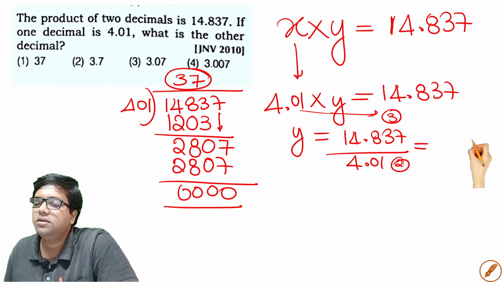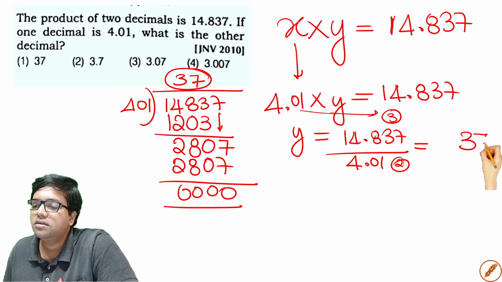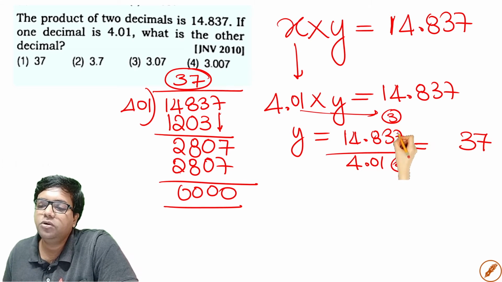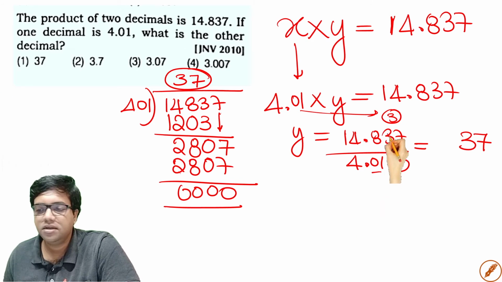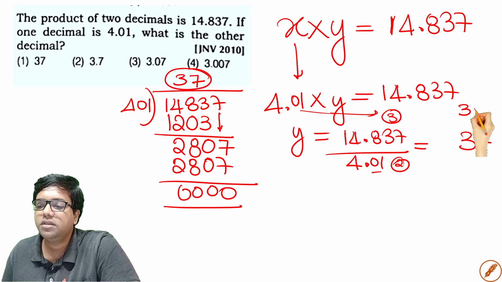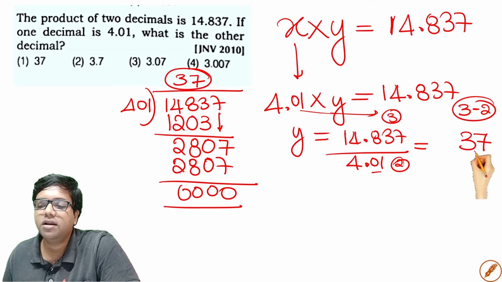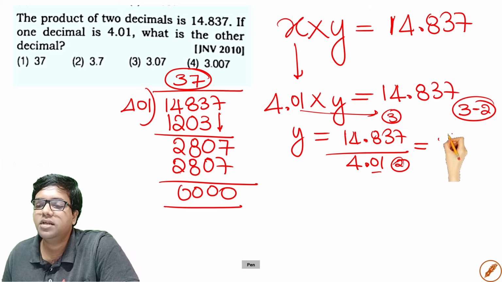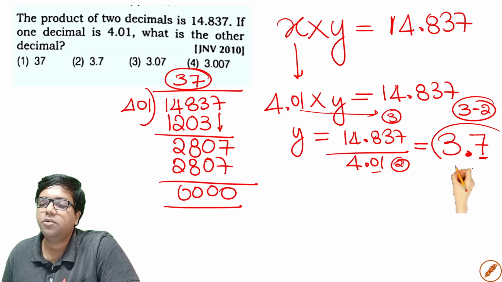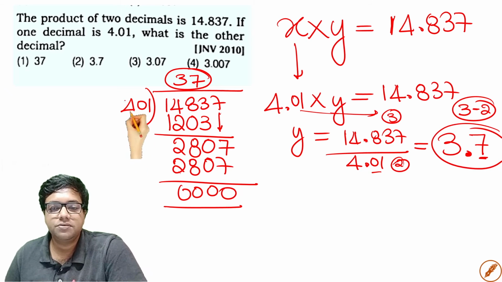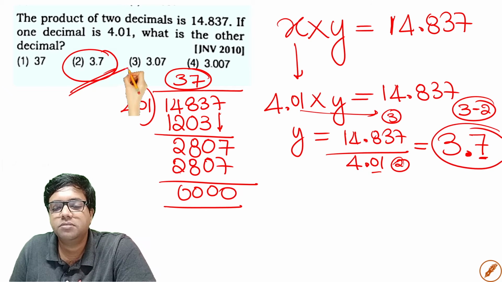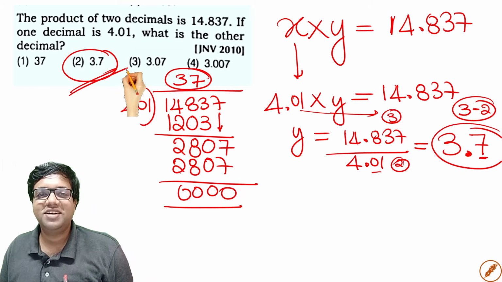So in the answer you got 37. But you know, in the numerator after 3 digits there is a decimal point, and in the denominator after 2 digits there is a decimal point. So in the answer it should be 3 minus 2, that is 1. After 1 digit there should be a decimal point. So after 7 we will keep a decimal point. Therefore the answer is 3.7, available in option number 2. So option number 2 is the right answer.